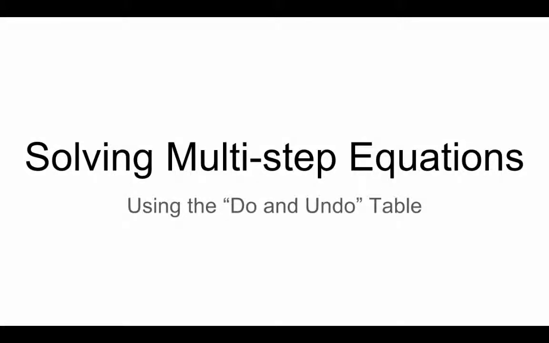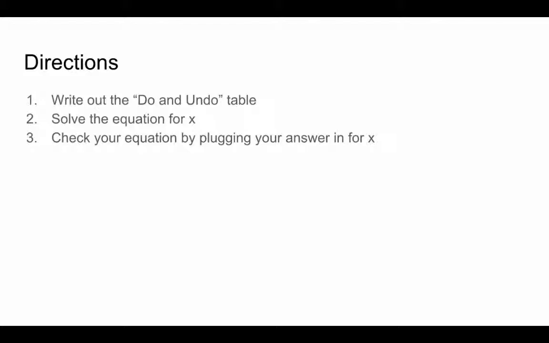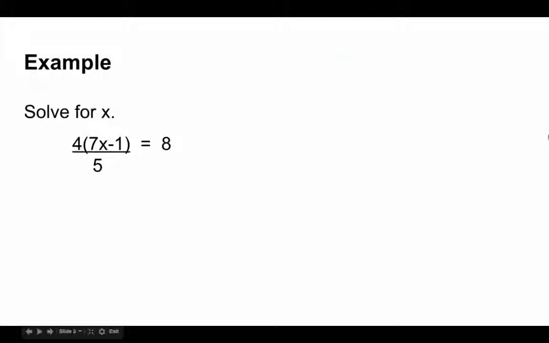Solving multi-step equations using the do and undo table. So when you solve more advanced equations, first thing you want to do is write out the do and undo table, then using the table solve the equation for x, and then check your equation by plugging in your answer. So let's look at an example.